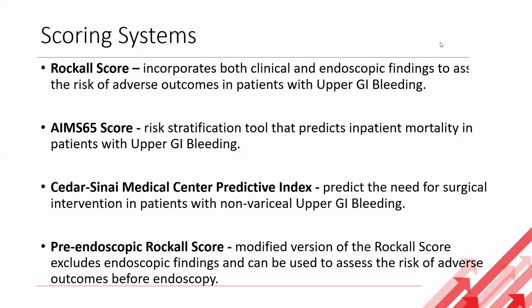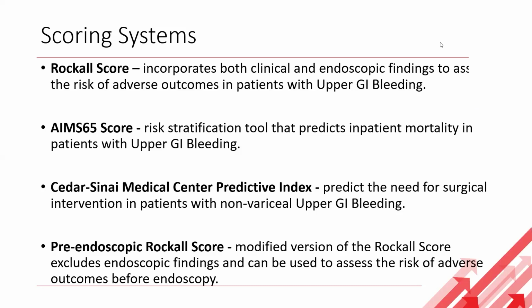facility. Then the Cedars-Sinai Medical Center Predictive Index. Now this one just helps to show whether we are going to need surgical intervention for this patient who has non-variceal upper GI bleeding. Now your patient who has peptic ulcer disease or PUD that has actually eroded into, let's say, the duodenal artery or something like that. Now you're looking at what point do we need to do surgical intervention for this patient? Now, the Rockall score also has a pre-endoscopic score, which is just a modified Rockall score, and it excludes the endoscopic findings and can be used to assess the risk of adverse outcomes before endoscopy.